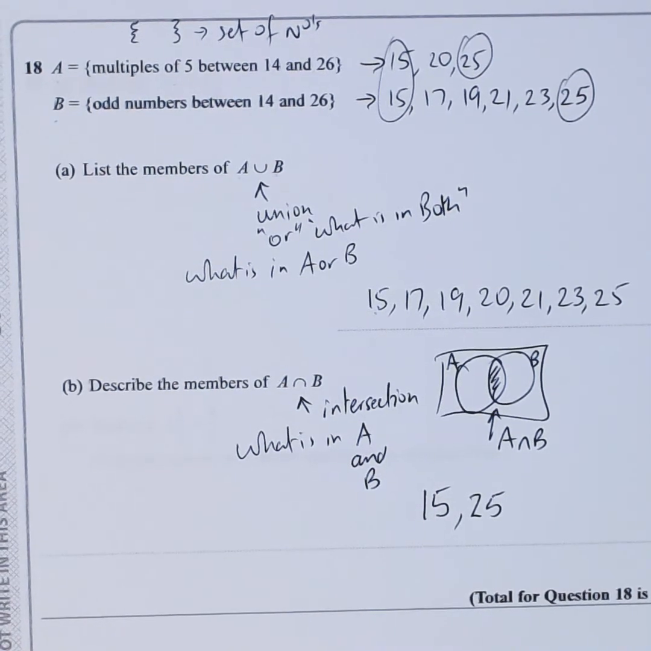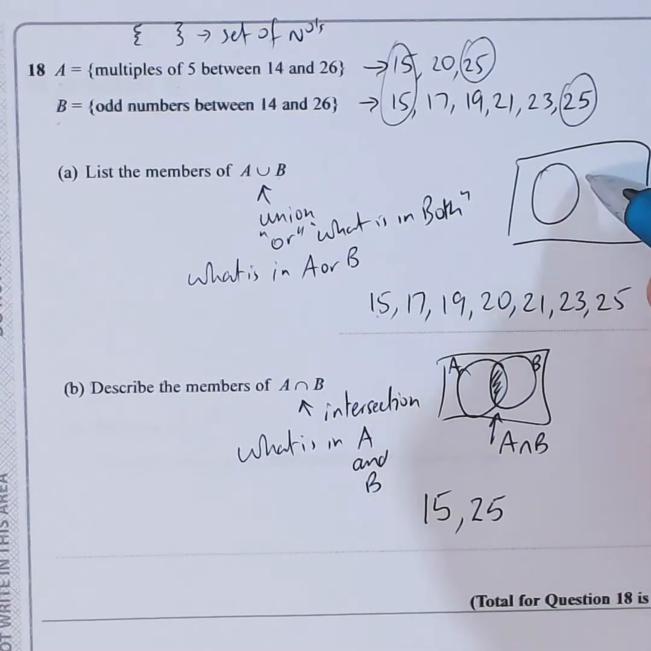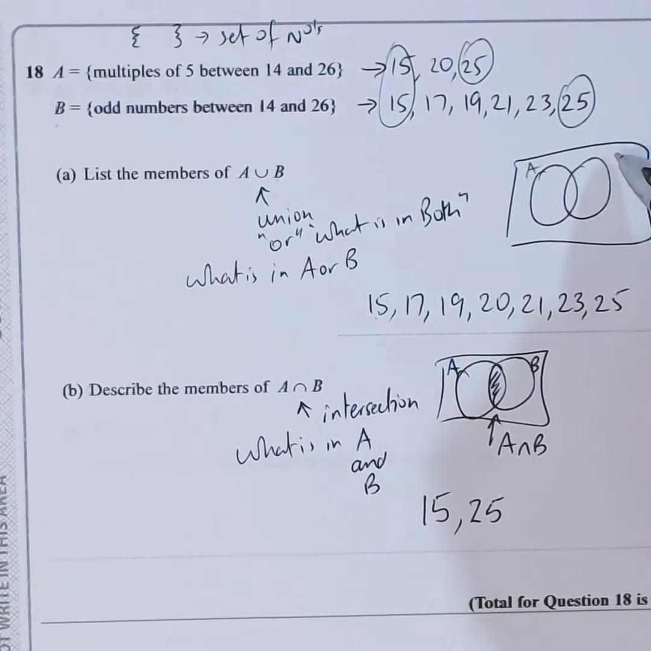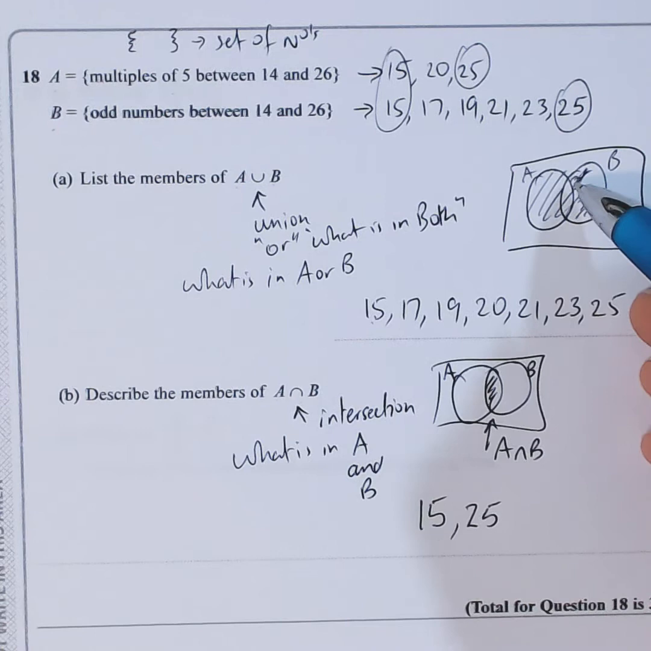Okay, so set language and the union, and it's linked to Venn diagrams, because if we looked at the Venn diagram for A union B, then if that was A and B, A union B would be what's in both circles, including the intersection.